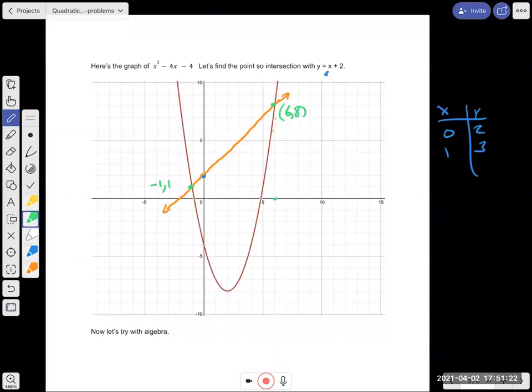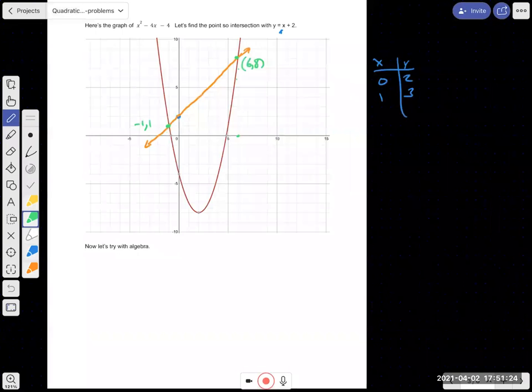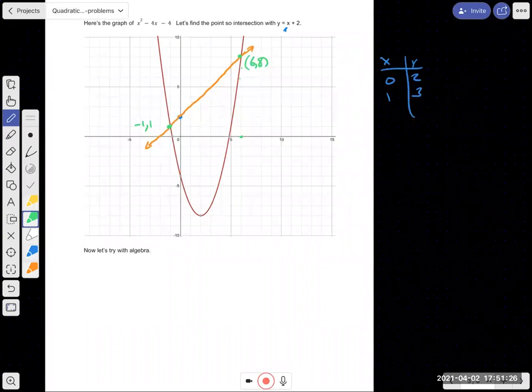Now, what if we said, you know what, we really want to try and solve this algebraically? Well, what we see is that for both these points, that x is going to give the same value. And so, for example, if I put 6 into the quadratic, I get out 8, and I put 6 into the linear, I get out 8. So we can set those equal.